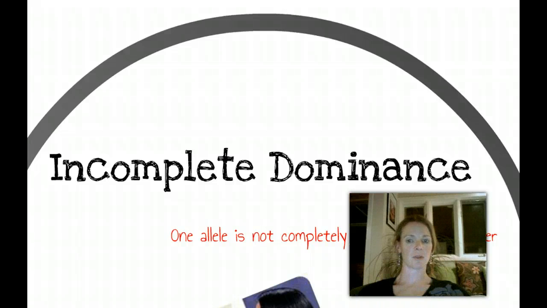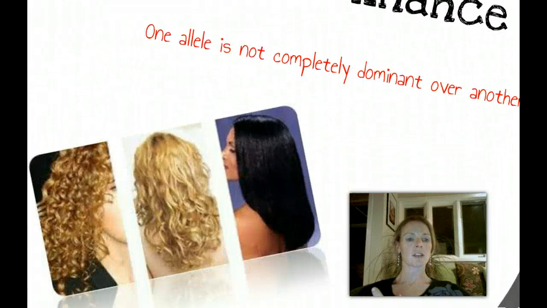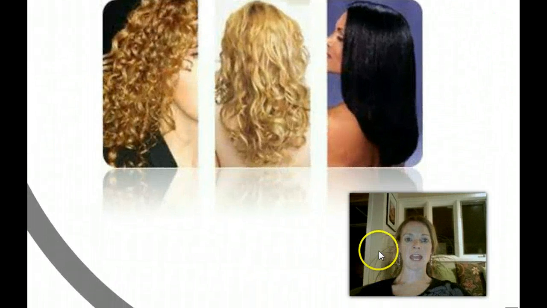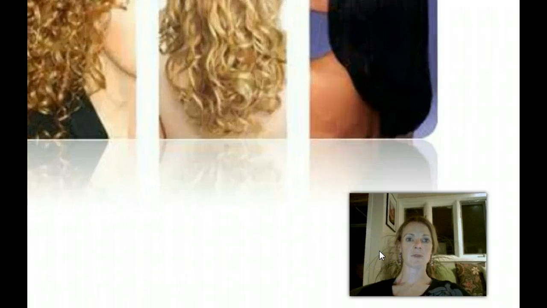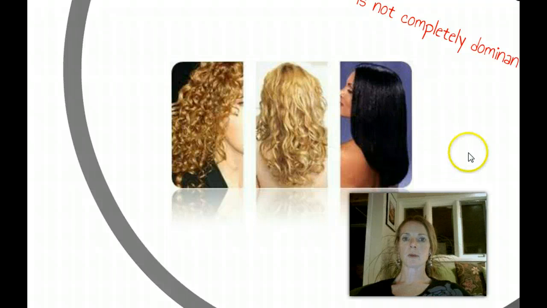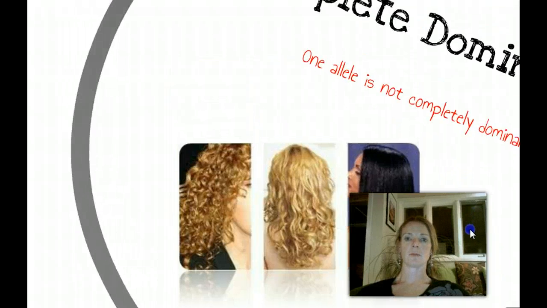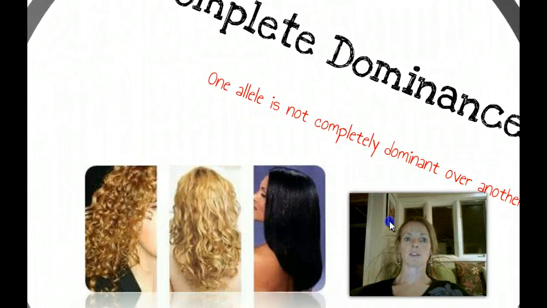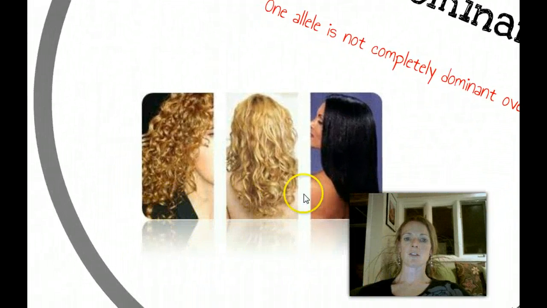So here's an example that'll kind of bring it together. The example I have is with hair, curly hair, okay? So curly hair, super, super curly, straight hair. If you have what we call incomplete dominance, like up there, then basically if you cross these two, you get wavy hair, okay?